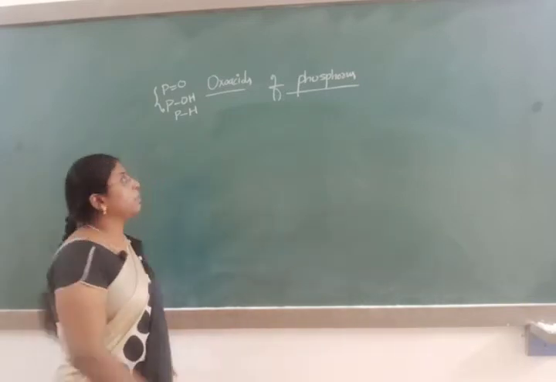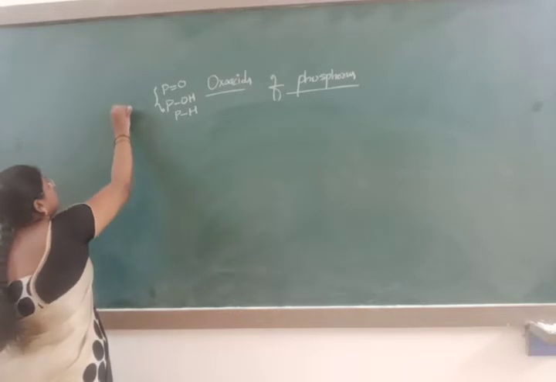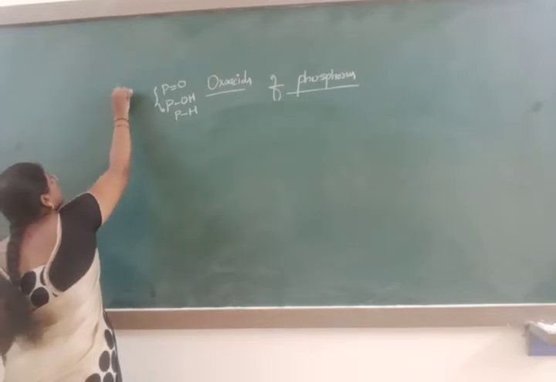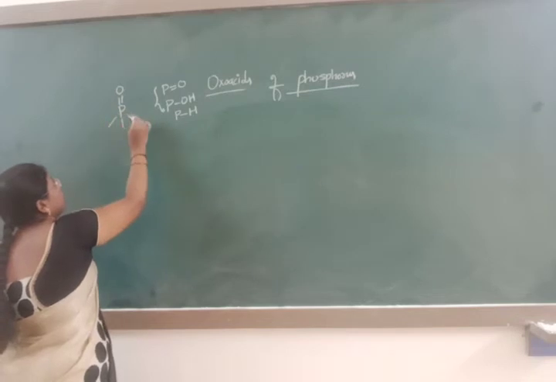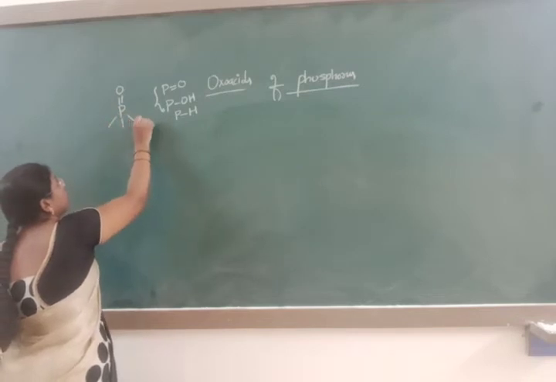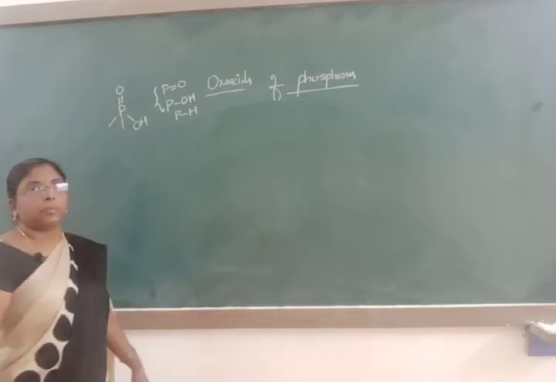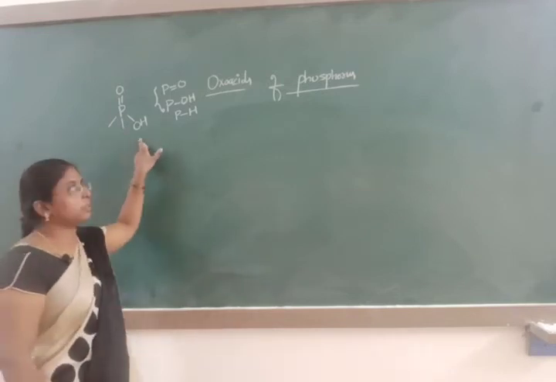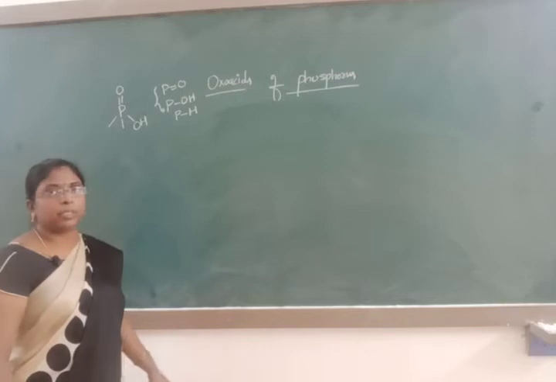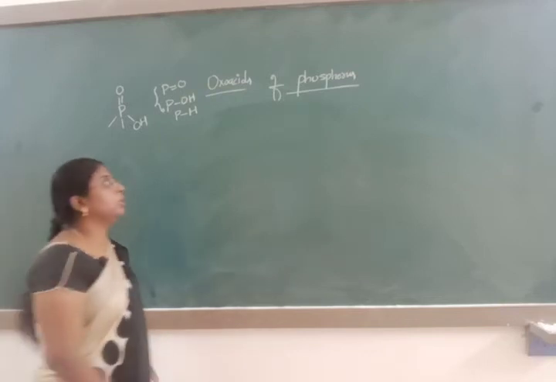So in common, if I write phosphorus, it is bonded with oxygen by a double bond, and another bond compulsorily is OH. P=O, P-OH. This is compulsory here. So first we study the acids.